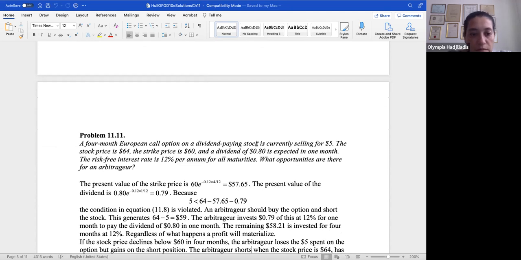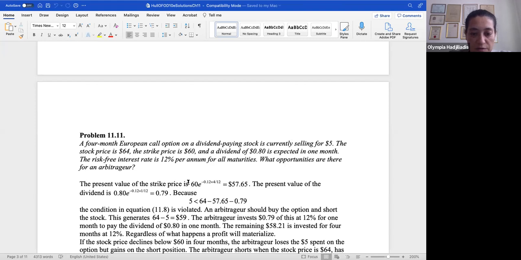So a 4-month European call option on a non-dividend paying stock is currently selling for $5. The stock price is $64. The strike price is $60, and a dividend of 80 cents is expected in 1 month. The risk-free interest rate is 12% per annum for all maturities. What opportunities are there for an arbitrager?